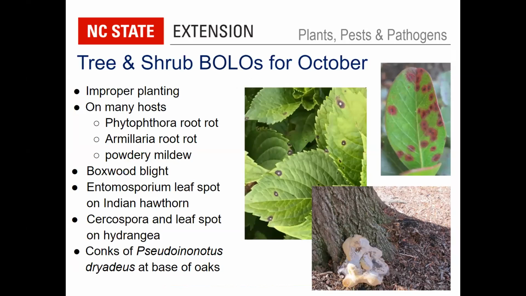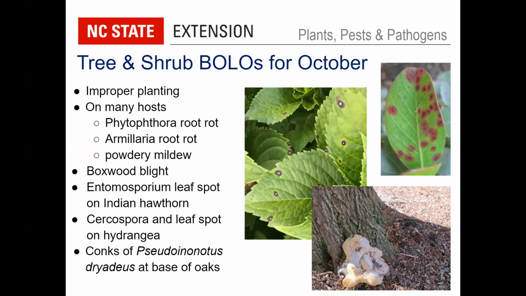So in list form, here are the things to be on the lookout for in the month of October. As always, improper planting: things that are being installed in the landscape with J roots or with the roots running around in circles in the pot that weren't properly treated when they were put into the ground. These kinds of things will be causing issues for trees and shrubs long after they're planted, and can lead to girdling roots and so forth.